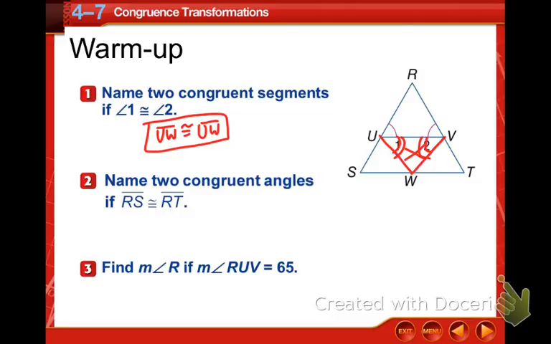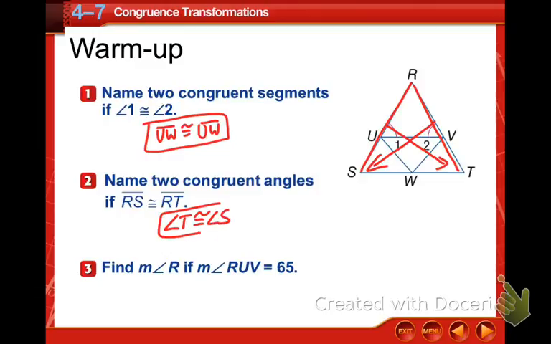Name two congruent angles if RS is congruent to RT. So same thing applies here, but now we're looking at the converse. So RS being congruent to RT means that the angles opposite are congruent, angle T and angle S. So angle T is congruent to angle S.